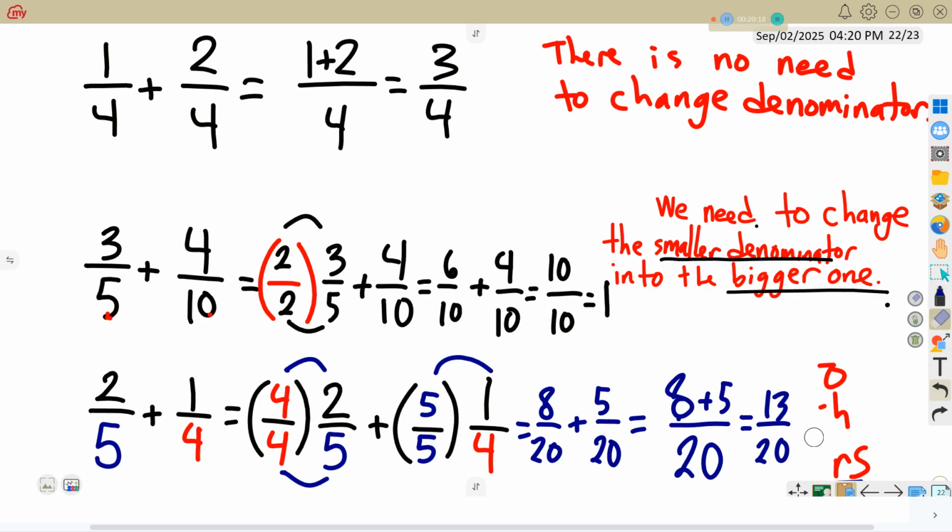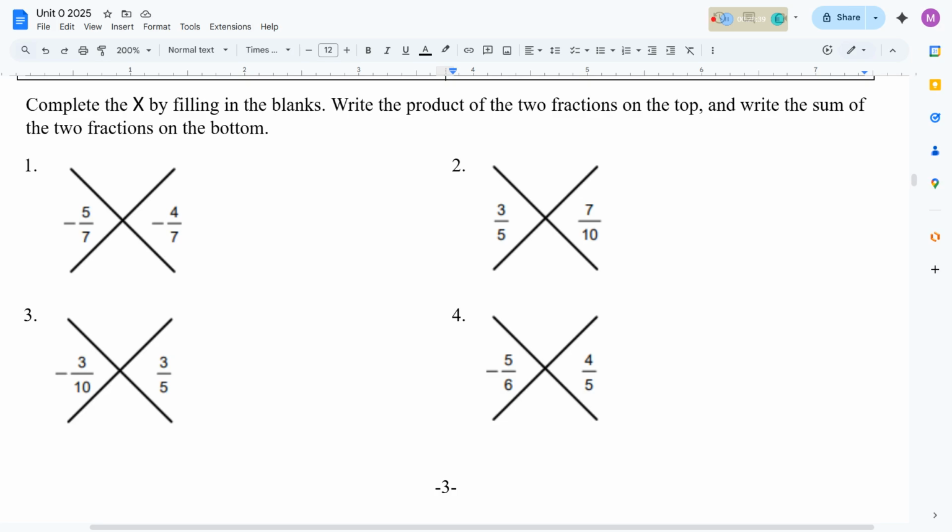I hope you guys can understand the difference between these 3 problems. Sometimes there's no need to change the denominator. That's when they're the same. Sometimes there is a need to change the smaller one into the bigger one, and that's going to be when one of them is a multiple of the other one. When neither of them is a multiple of each other, that's the least convenient situation. That means we have to change both of these into a new form, and then we can add them up together.